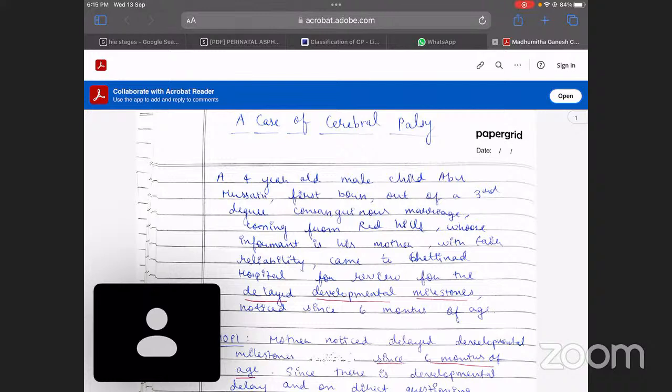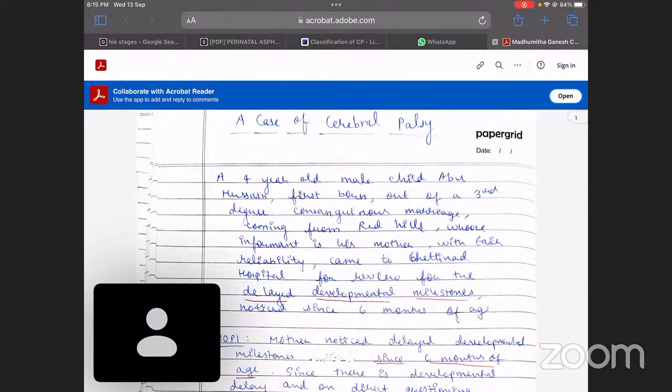Now the child presented to your hospital with delayed developmental milestones, noticed by the mother at 6 months of age. Yes, sir. The most common presentation of any neurodevelopmental case, as you said, is delayed developmental milestones. For CP it is the most common presentation, because at 1 year the mother will say that my child is not doing the same things my elder son did, or is not doing the same as other children of his peer group.